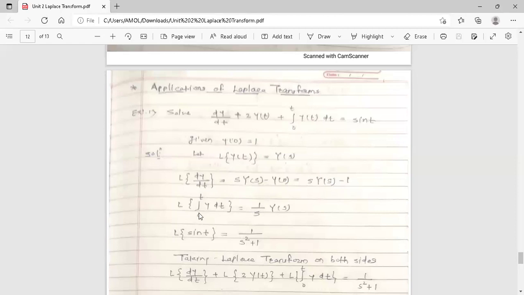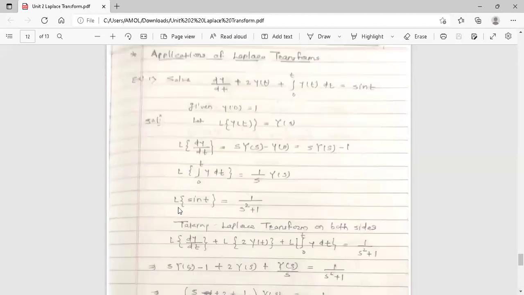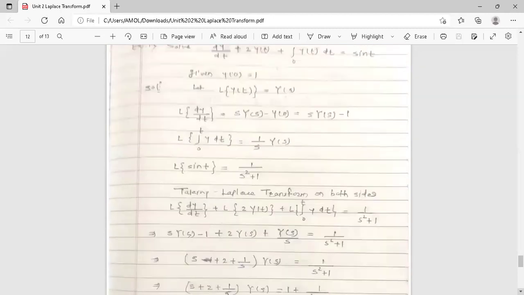Laplace transform of the integral, integration over 0 to t of y(t) dt, is equal to 1/s times Y(s). Because Laplace transform of y(t) is Y(s), and using the integral property, you just divide the function Y(s) by s. This is the Laplace transform of the integral property. Laplace transform of sin t, the coefficient of the angle is 1 here, so it is equal to 1/(s squared plus 1). Using the formula for Laplace transforms of standard functions.